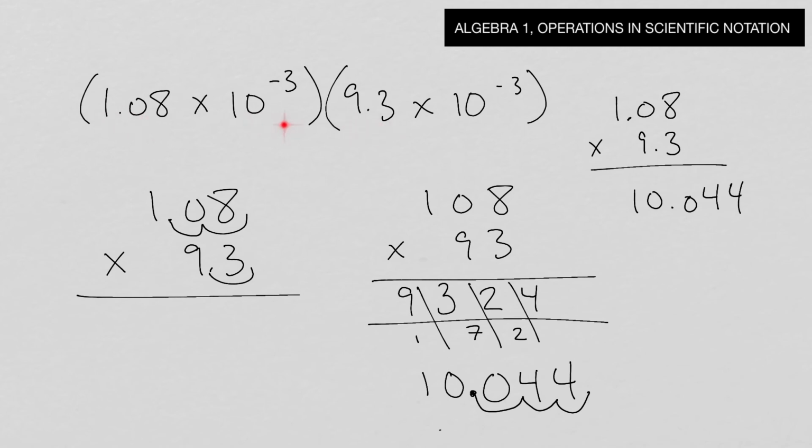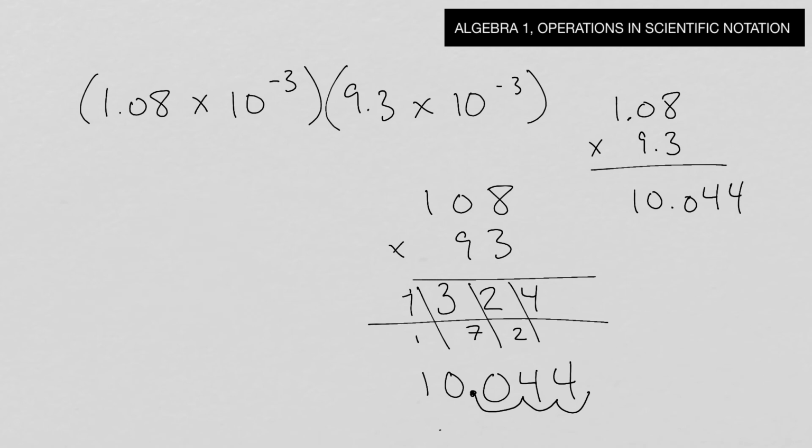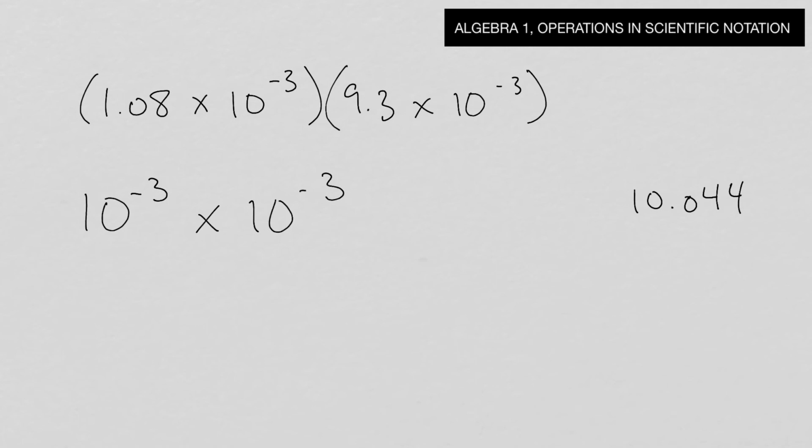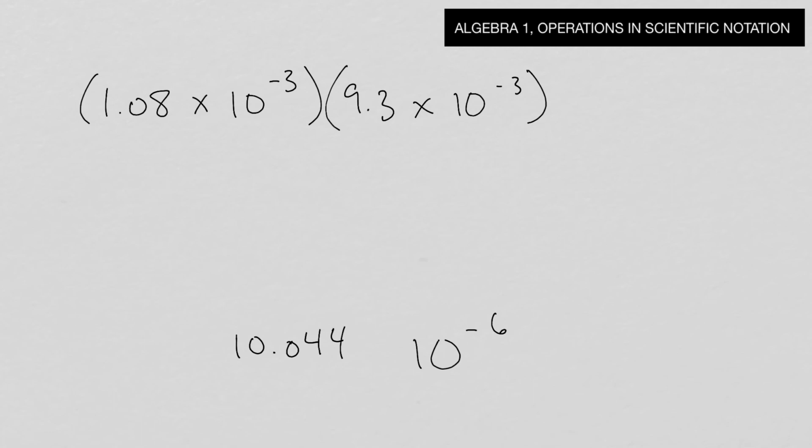Now we need to multiply these powers of 10 together. So just erasing some of this work that we have here. Okay, we're going to keep this number 10.044. Okay, so we have 10 to the negative third times 10 to the negative third. Okay, that equals 10 to the negative 3 plus negative 3. That equals 10 to the negative 6th. Okay, when I multiply this and this, I get 10 to the negative 6th power. So what we have is 10.044 times 10 to the negative 6th power.